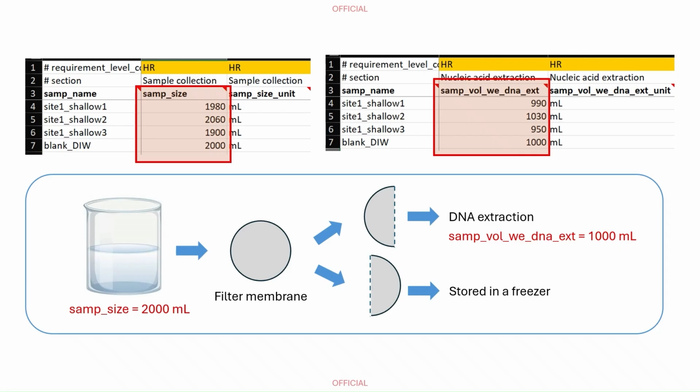So for example, you collected 2 liters of seawater and filter that sample, and only use half of the filter paper for DNA extraction and kept the other half in a freezer. And in that case, then your sample volume will be 2 liters or 2000 milliliter. But then your sample volume for DNA extraction is 1 liter. So that is a case when these two values can be different. But if you use a whole filter membrane for DNA extraction, then the two entries under these two terms will be the same, 2 liter.